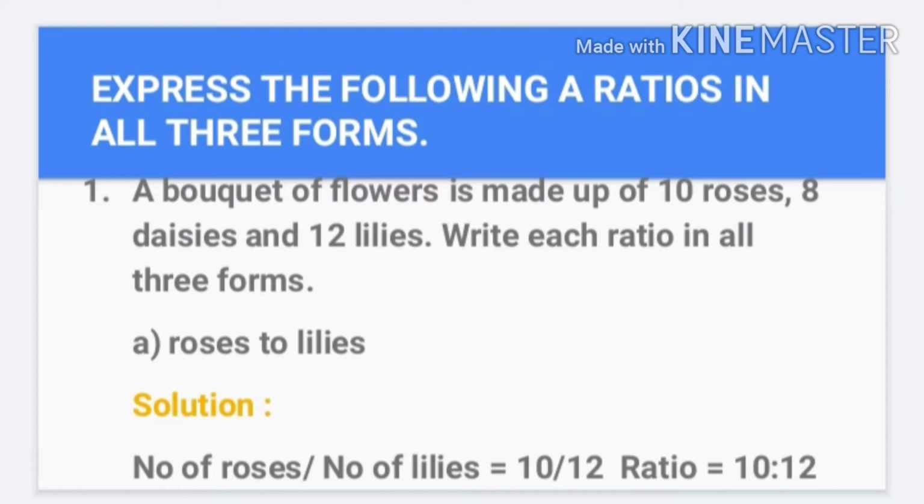A bouquet of flowers is made up of 10 roses, 8 daisies and 12 lilies. Write each ratio in all three forms. First one, roses to lilies. Number of roses equal to 10. Number of lilies is equal to 12. The ratio of roses to lilies is number of roses divided by number of lilies, equal to 10 by 12. The ratio is 10 is to 12.